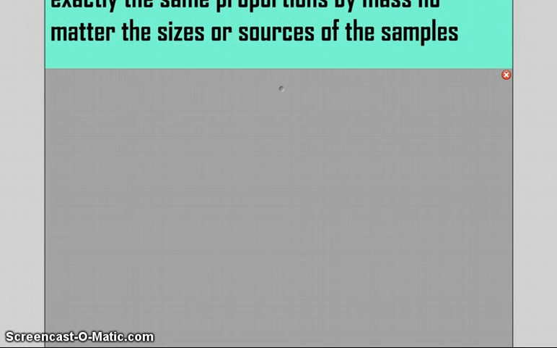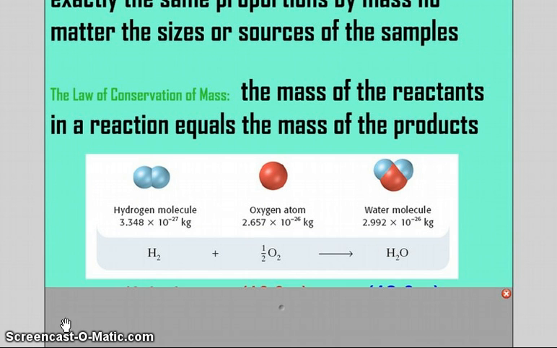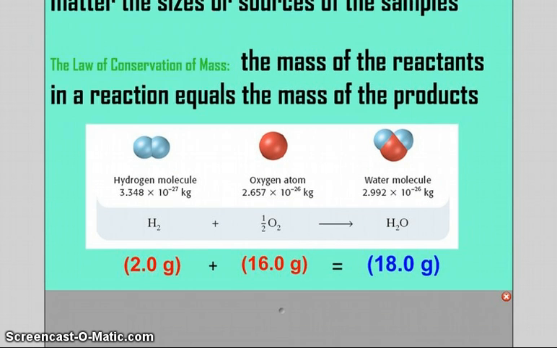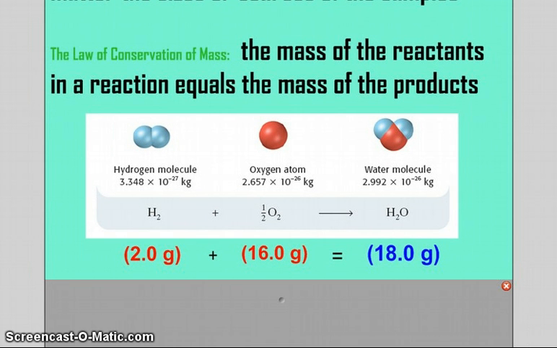Next up is the law of conservation of mass. And this one you may have heard of from 9th grade or before. But it says there that whatever goes into a reaction comes out. The mass of the reactants in a reaction equals the mass of the products. And you can see this on the particle level. A single hydrogen molecule plus an oxygen atom will give you a water molecule.